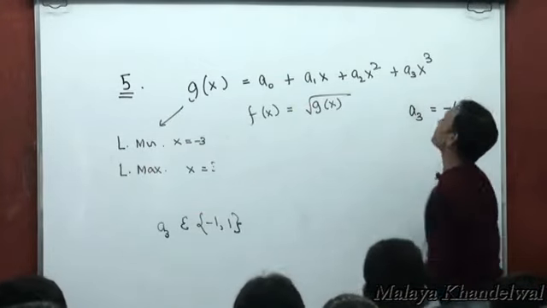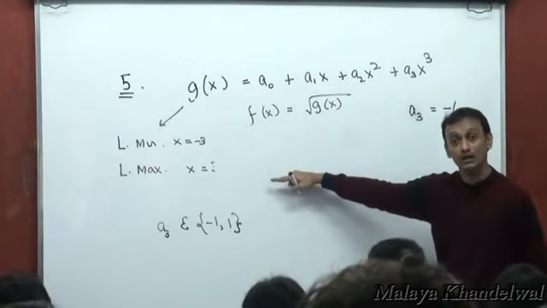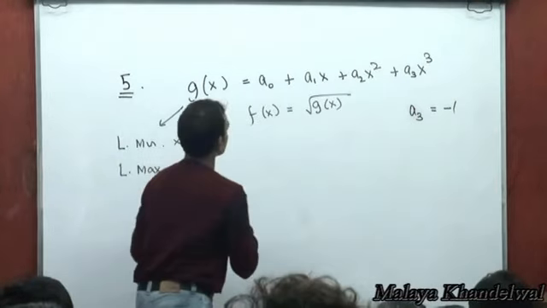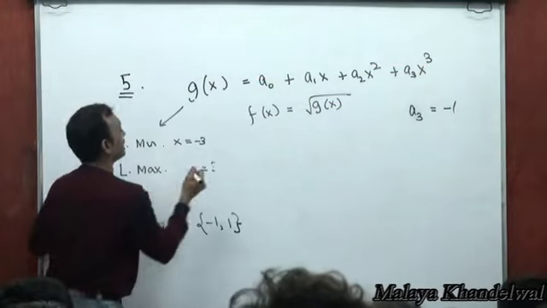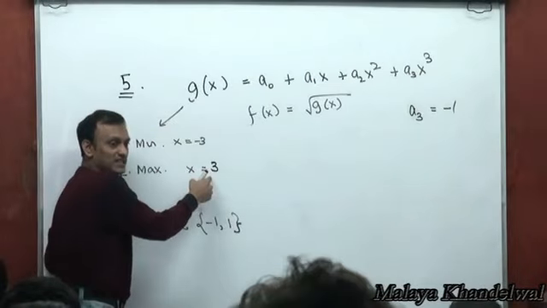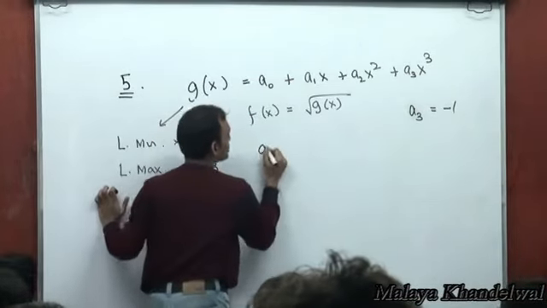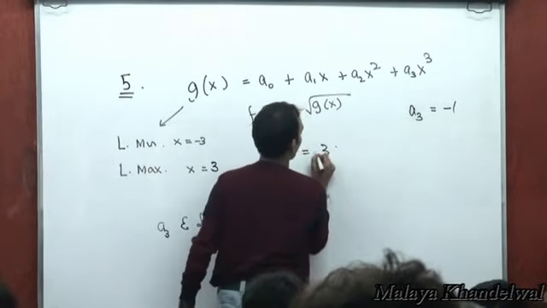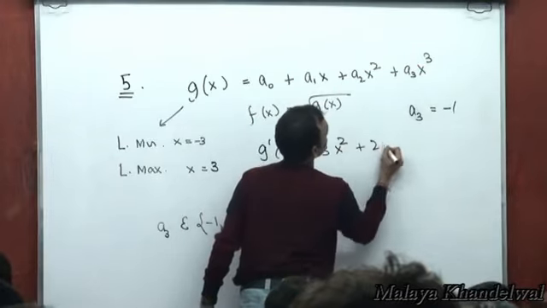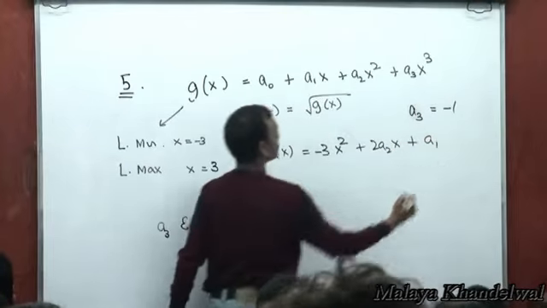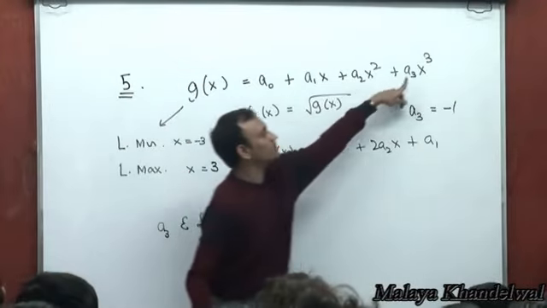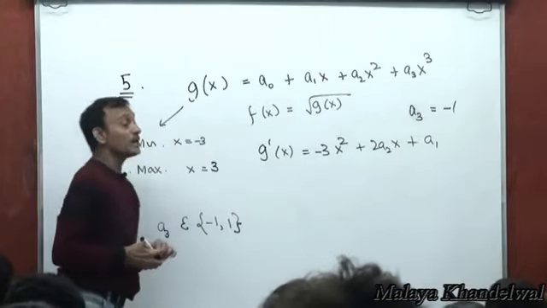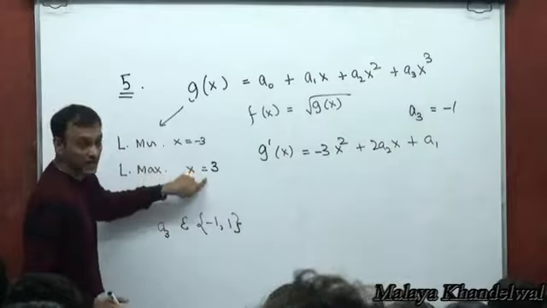a3 therefore is -1 because the local minimum is encountered and then a local maximum for the cubic g(x). The next thing is g dash x has roots -3 and 3. G dash x is vanishing at -3 and 3. Now what's g dash x? With a3 equal to -1, g dash x is -3x squared plus 2a2x plus a1. That's g dash x, and the roots of g dash x will be -3 and +3.